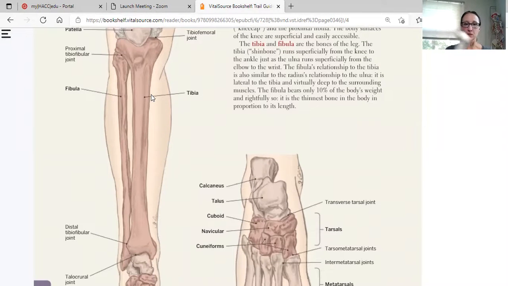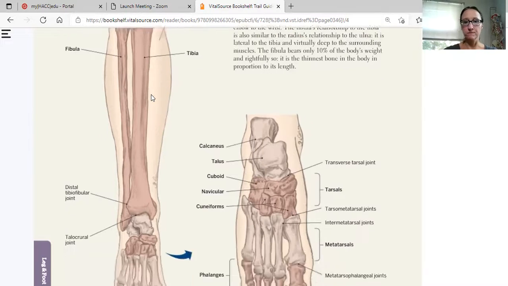Okay, so in the meantime we have the tibia. It's a pretty big bone, not as big as the femur, but the fibula, on the other hand, is really skinny compared to the tibia. It's long, it's slender. It's more for stability and muscle attachment.